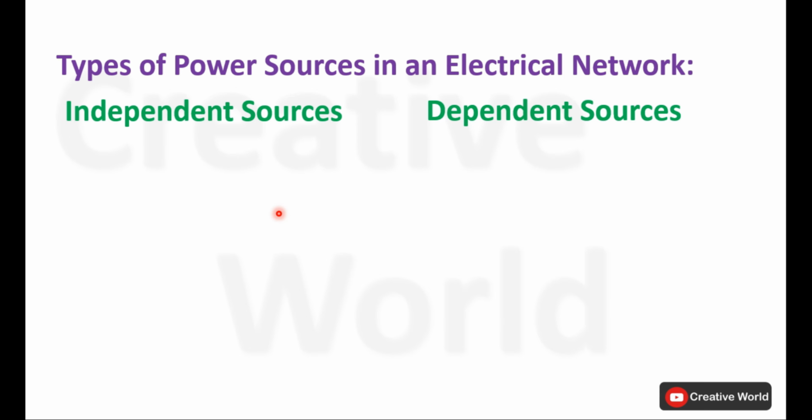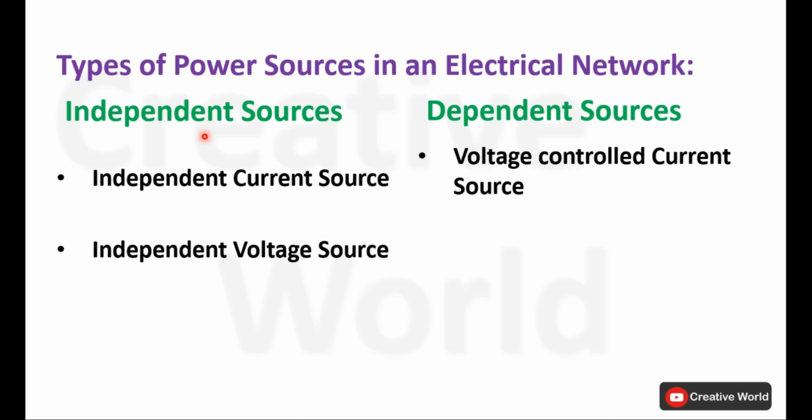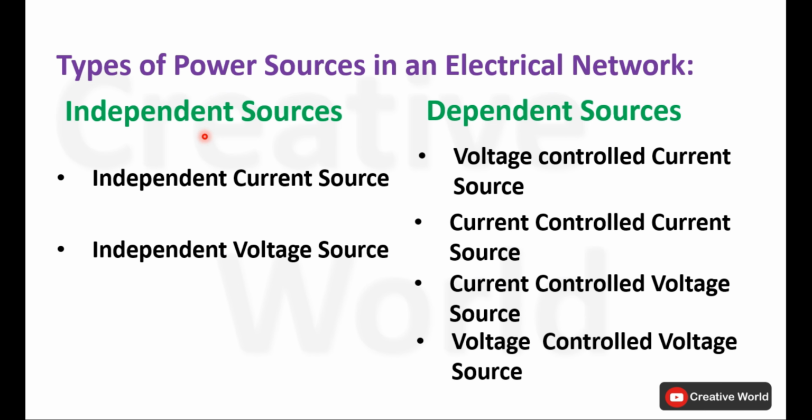These types are listed here: independent current source and independent voltage source. These two belong to independent sources. And voltage controlled current source, current controlled current source, current controlled voltage source, and voltage controlled voltage source. These four belong to dependent sources. Now we will discuss all these types in detail.